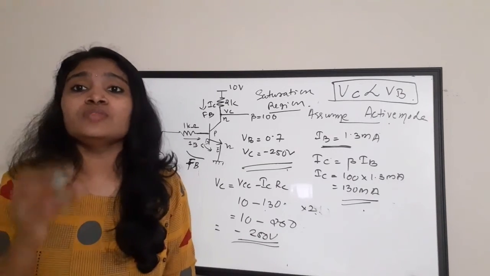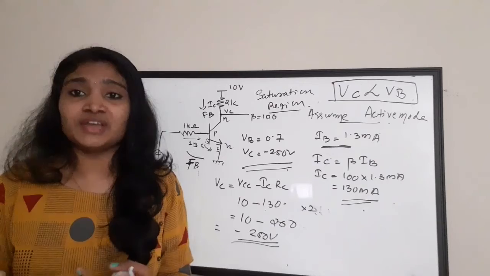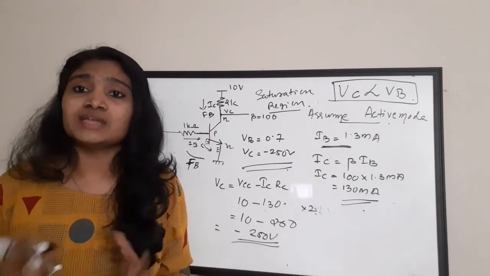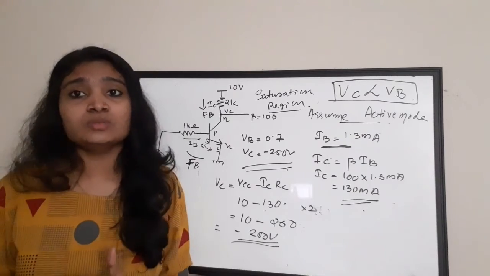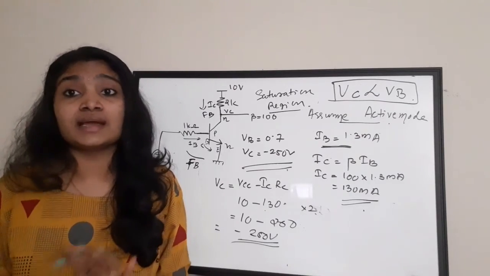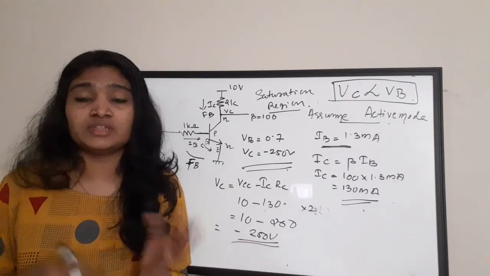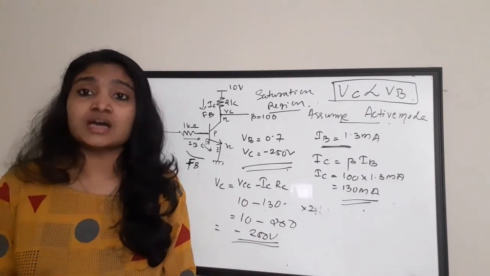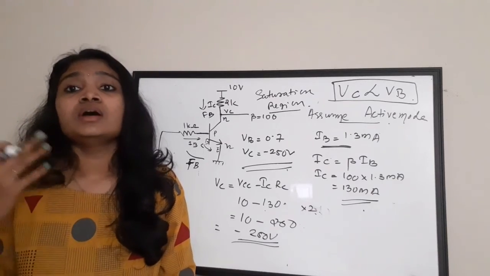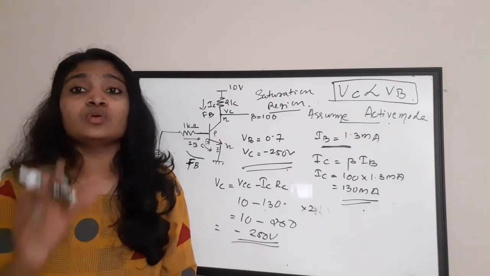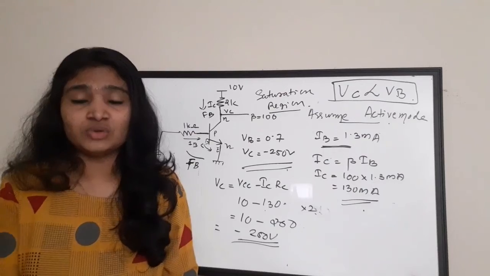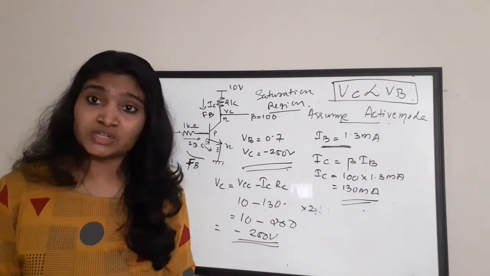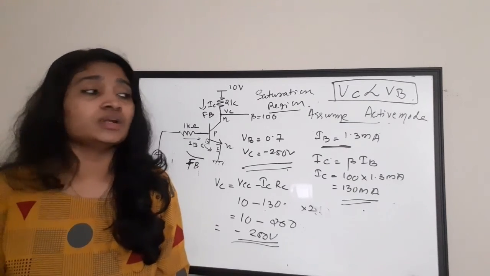So this is how we have to find whether the region is active or saturation. Generally we do it like this. We assume the transistor is in the active region, then we check whether the condition is satisfied, whether our assumption is right or not. This is how you have to attempt the questions on modes of operation of a transistor. I hope the concept is clear to you, and I hope the conditions, how they come and what they are, are clear to you now.